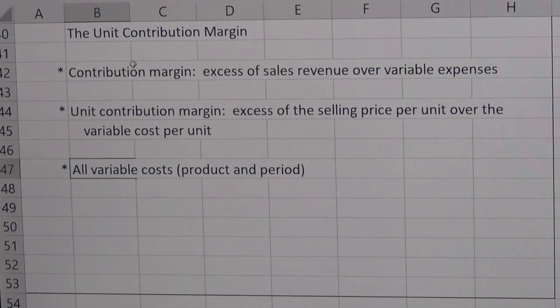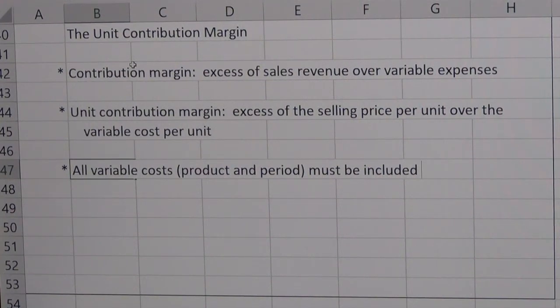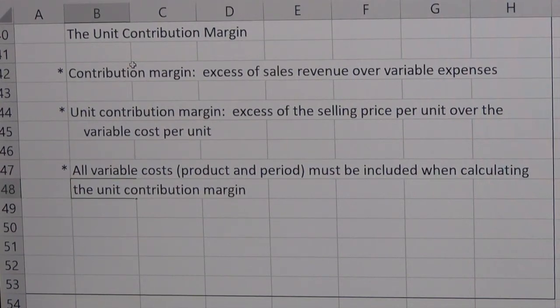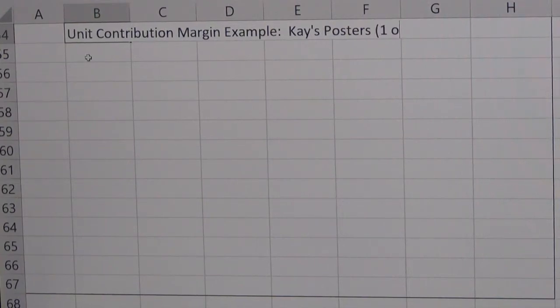So all variable costs, doesn't matter where they sit, must be included when calculating the unit contribution margin. So here's going to be an example of the unit contribution margin, a unit contribution margin example for K's posters. There's going to be one of three.